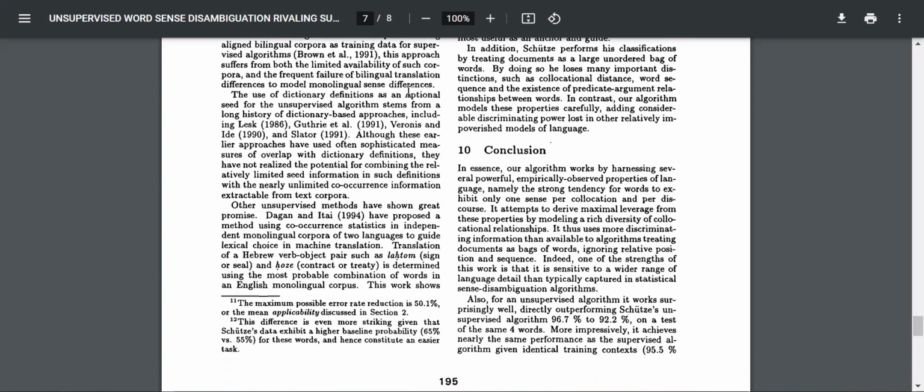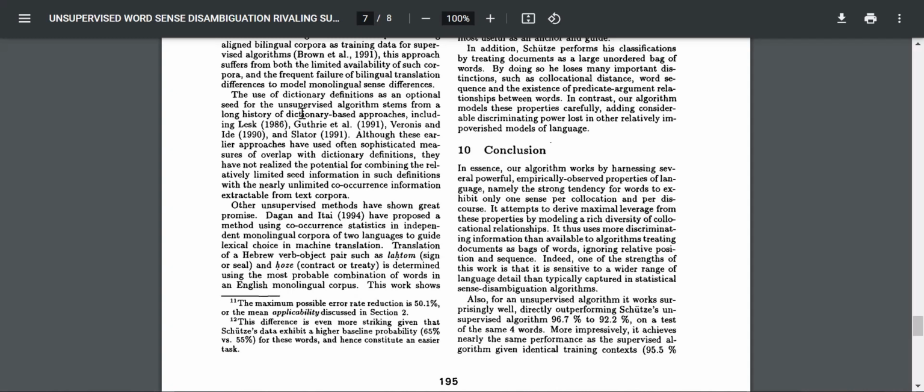The use of dictionary definitions as an optional seed for the unsupervised algorithm stems from a long history of dictionary-based approaches, including Lesk, Guthrie, Veronis, and Yarowsky. I'm really sorry if I mispronounce any of those names. Although these earlier approaches have used often sophisticated measures of overlap with dictionary definitions, they have not realized the potential for combining the relatively limited seed information in such definitions with the nearly unlimited co-occurrence information extracted from text corpora.